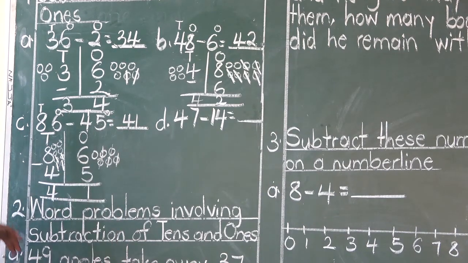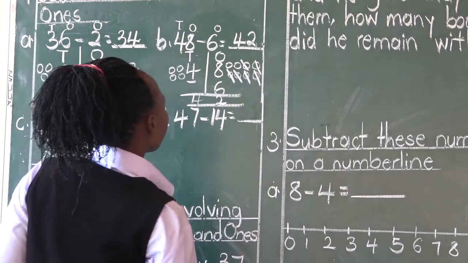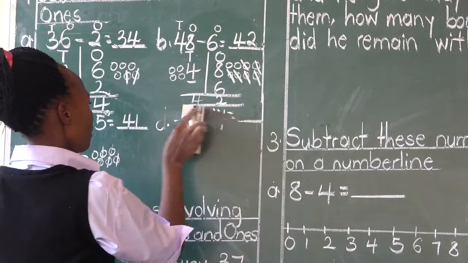Then we come to our next number. We have 47, take away 14.